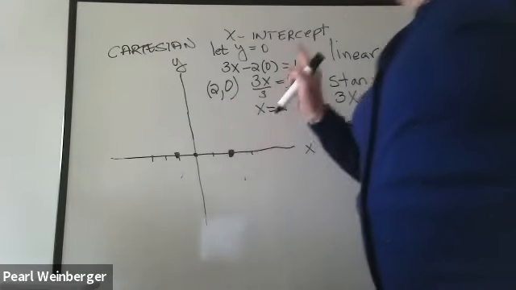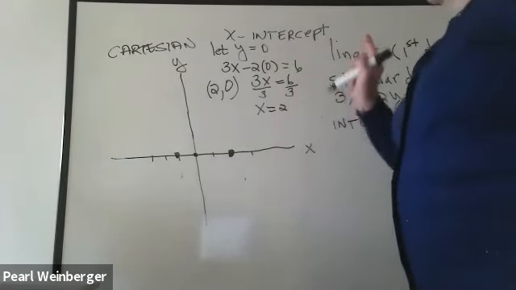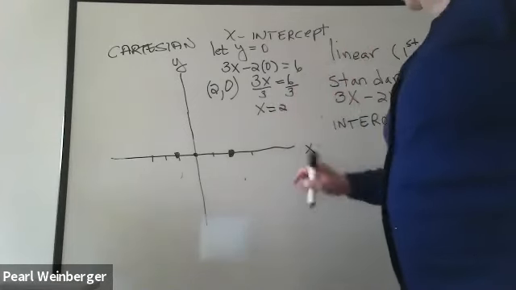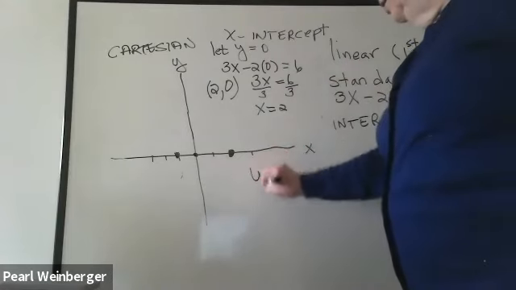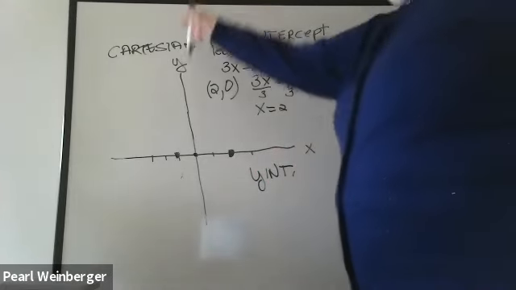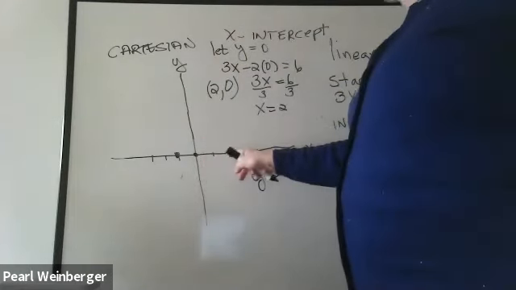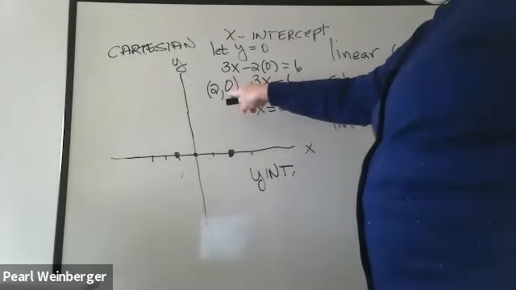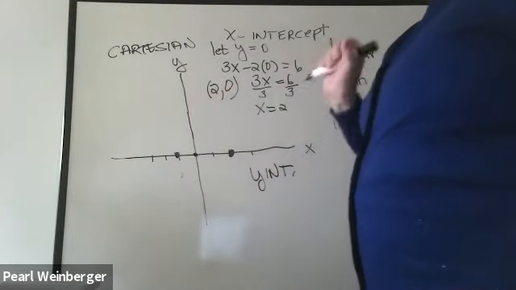And I've now found one point on the line. Okay, but I know I need another point. So let's find another point. Another point that's quite easy to find is something called the y-intercept. Think about the y-intercept as where the line is crossing the y-axis. And just like all the points on the x-axis have their y value equal to 0, all the points on the y-axis have their x equal to 0.